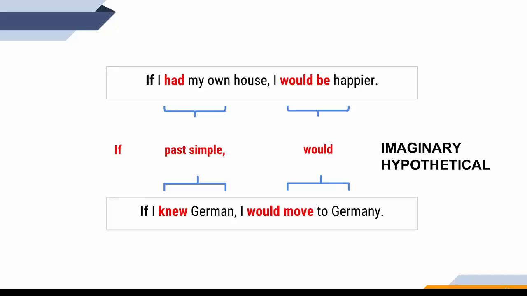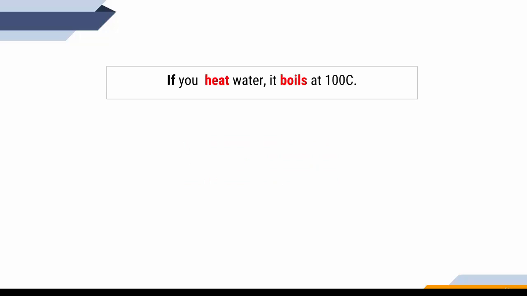Important: this is a sentence which reflects the present. The fact that we use past simple and would doesn't mean that this situation goes in the past. No, it's part of the present. If, past simple, would. Imaginary hypothetical situation in the present, second conditional. Well, that's the new part of the lecture, the zero conditional.